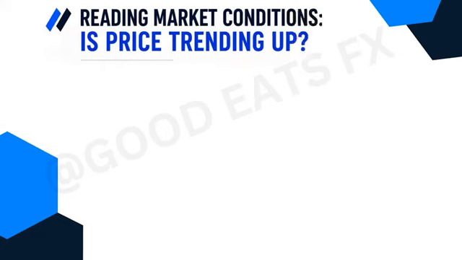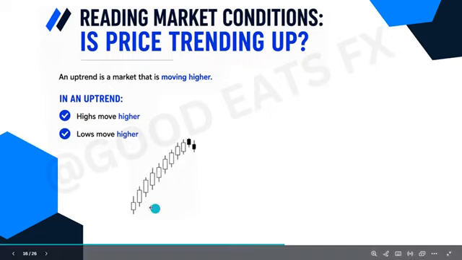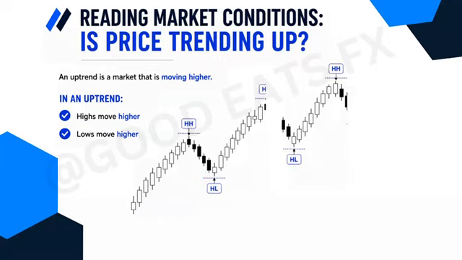Reading market conditions. Is price trending up is the question. We know that an uptrend is a market that's moving higher. We're expecting those highs to move higher and those lows to move higher as well. So here we have price moving from this point to this point. Okay. This point to this point. Now, this is our first higher low indicated here. Okay. And now we trade above that, and you can see the trend creating higher lows and higher highs.